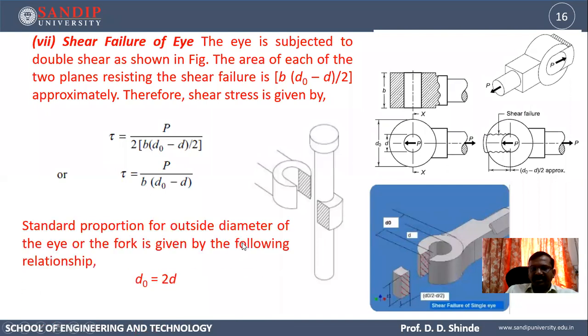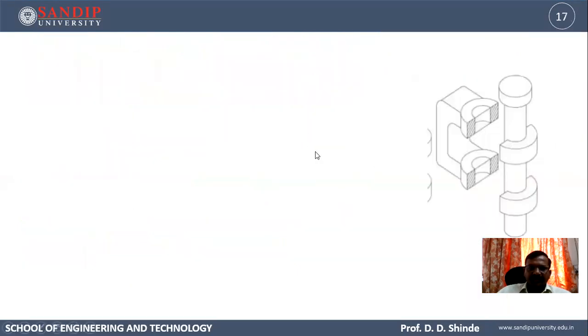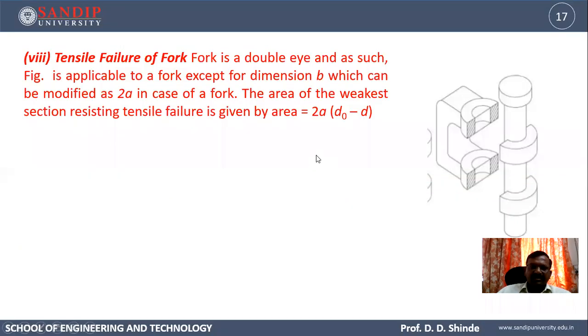Then once you get the shear failure of the eye, you can also assume that DO equal to 2 times D. DO is 2 times of diameter. That can be also assumed. And you can get the shear failure of the pin. Then similarly, we can find the tensile and shear failure of the fork.